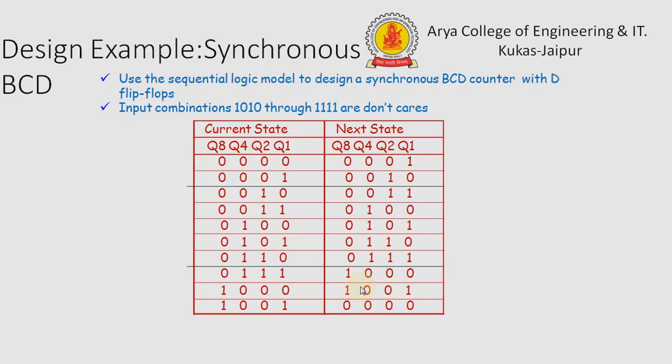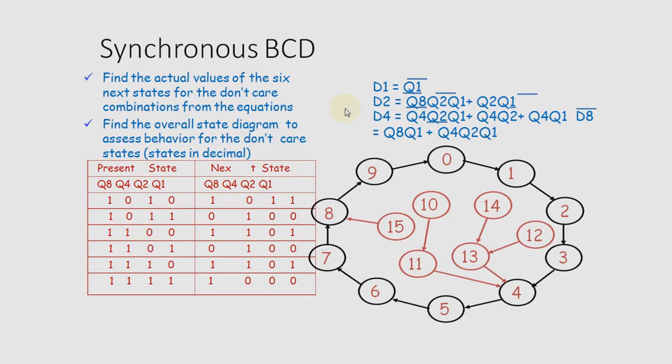And here is an example of a synchronous BCD counter. We can see the current states start from 0 to 9, and after 9 it goes back to start counting again. When it counts from the current state, it goes to the next state, and the input combinations from 10 to 15 are don't care conditions.